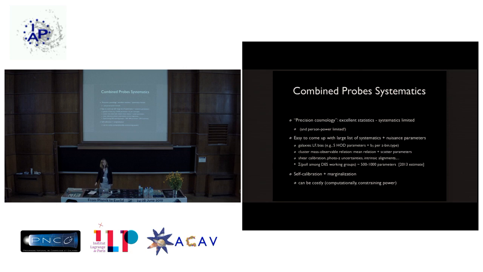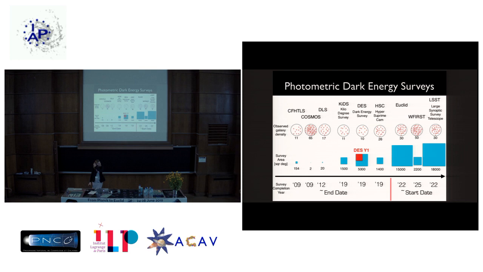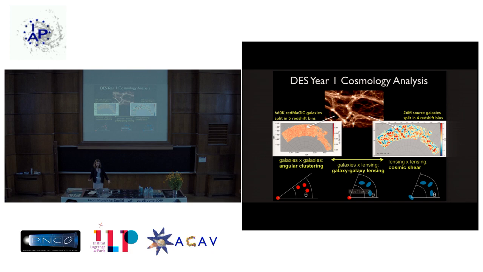And my one example from current data for that today is the DES Year 1 analysis. So that's 1,500 square degrees from DES that came out almost 2 years ago now. And for that analysis, we combine about 600,000 red sequence galaxies, redMaGiC, which gives us excellent photo-z's in 5 tomography bins, and 26 million source galaxies for weak lensing, split in 4 tomography bins. And then we look at the auto and cross correlations of galaxy positions, so clustering, and galaxy shapes, cosmic shear, and galaxy-galaxy lensing, and pipe that through to cosmology.